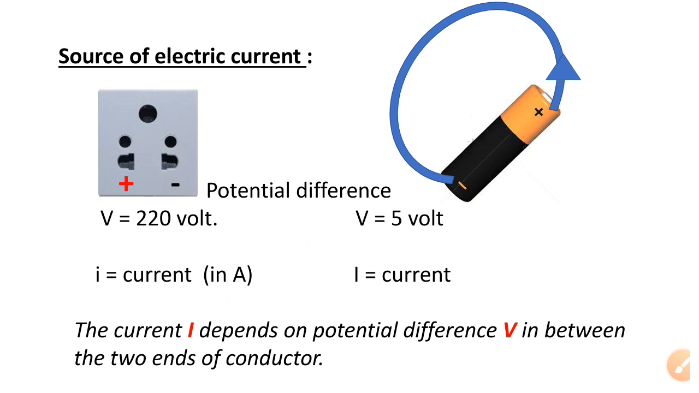Okay, so if I ask you a question, that if the potential difference is here 220 volt and here the potential difference is 5 volt, which current is greater, whether small I is greater or capital I is greater, then your answer will be quite common. You will say that small I, that means for 220 volt whatever the current we get, this current will be greater. Okay, and you are correct, this one is the greater current.